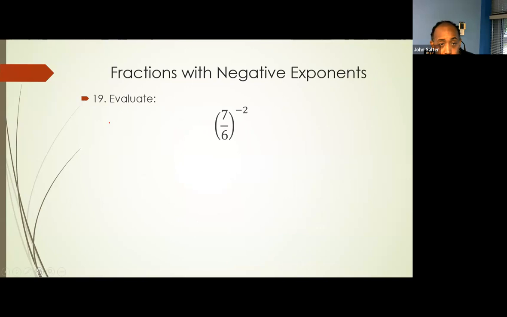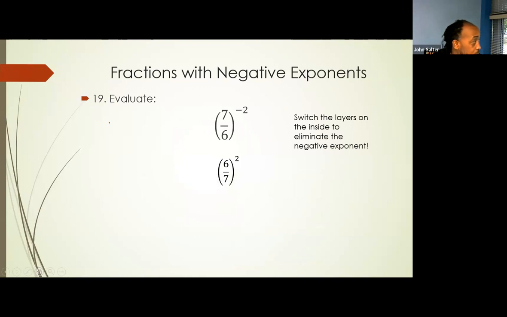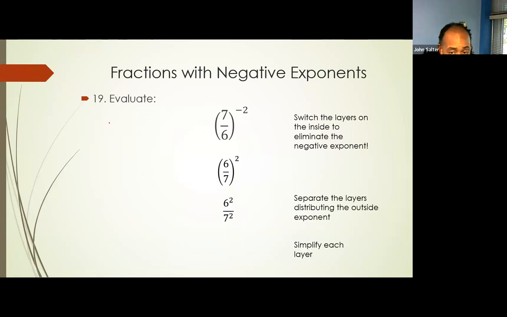Exponents. Negative exponents, tons of fun. The negative just means to switch the layers of the fraction. Reciprocate. So 7/6 becomes 6/7. Still squared though, that doesn't do anything to the 2. So now I'm going to just basically distribute that 2. So I get 6 squared over 7 squared. When I do the math on that, 36 over 49.